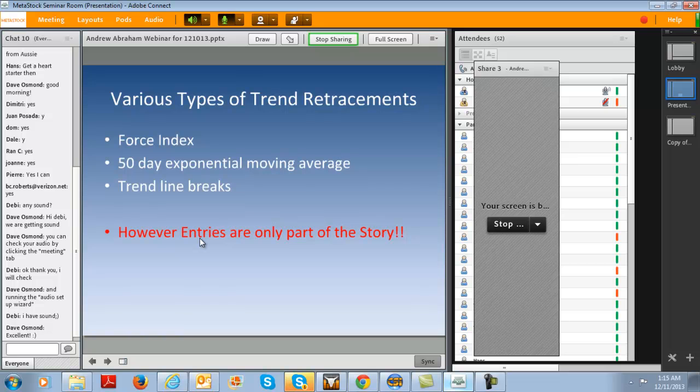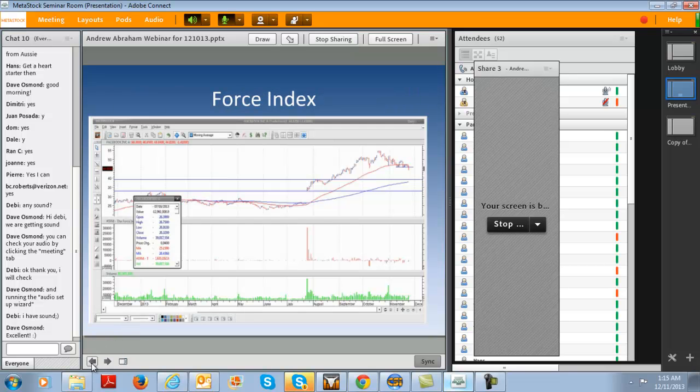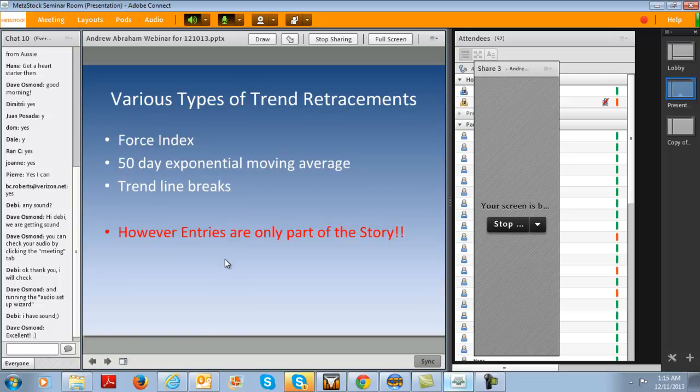Another one of the large issues is position sizing. I'm going to talk about that. I don't know if I made a slide about it. Oh, I'm talking about the force index. So let's just talk about position sizing. Position sizing is really one of the main delineators of success with trading.